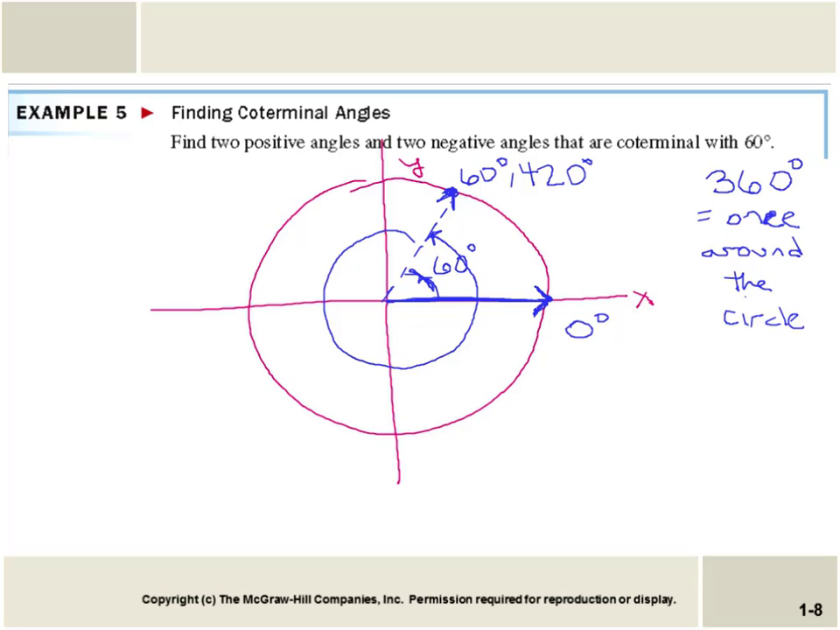I can also go negative. I can say this is the same as minus 300, because I can subtract 360. Okay, let's start at 0. So say I'm at 0, and I go around the circle the whole time. 0 is the same as 360 degrees, right?